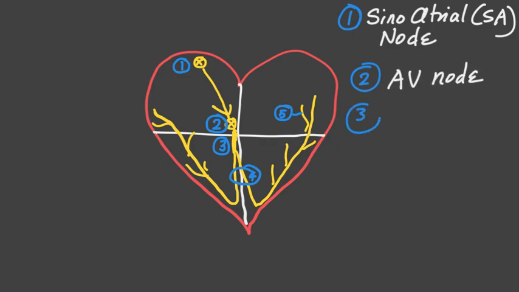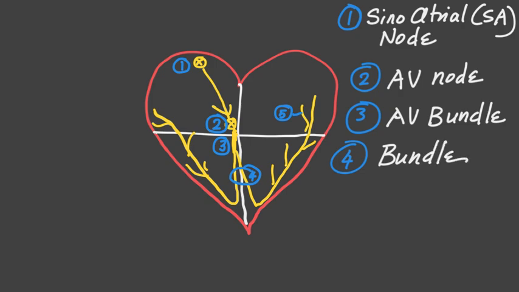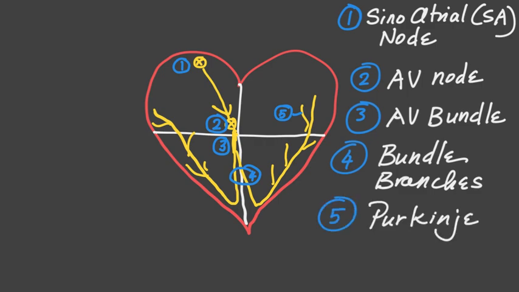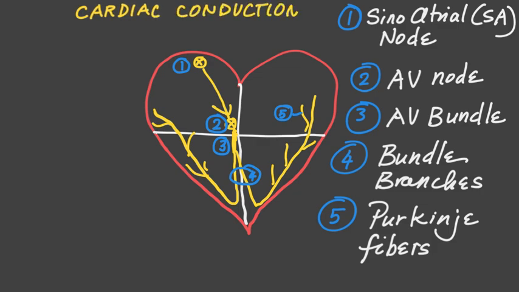So next we have the AV node, number 2, which is the atrioventricular node, followed by the AV bundle, which is number 3. And then we have the bundle branches that take the information to the ventricles and all through the heart via the Purkinje fibers, which is number 5. Altogether, we call this the cardiac conduction system. If there are any irregularities in the cardiac conduction system, it will be seen on the ECG, producing irregular and unusual heartbeats.